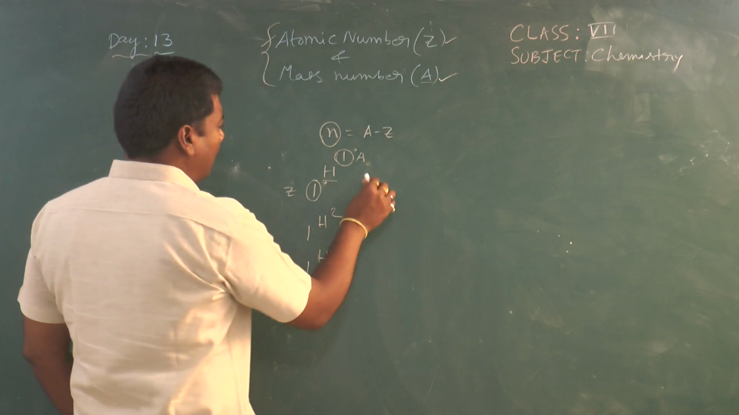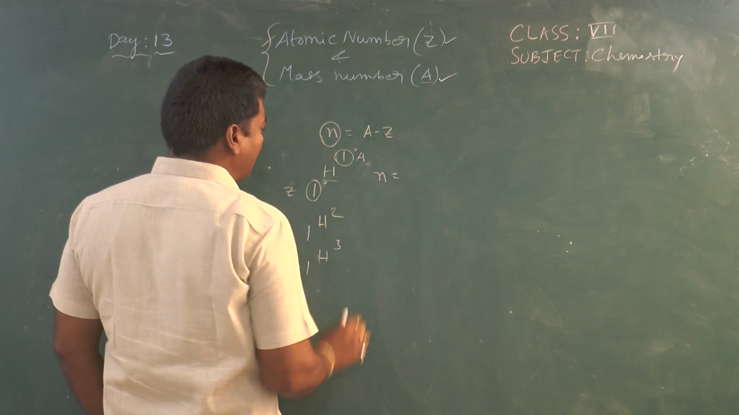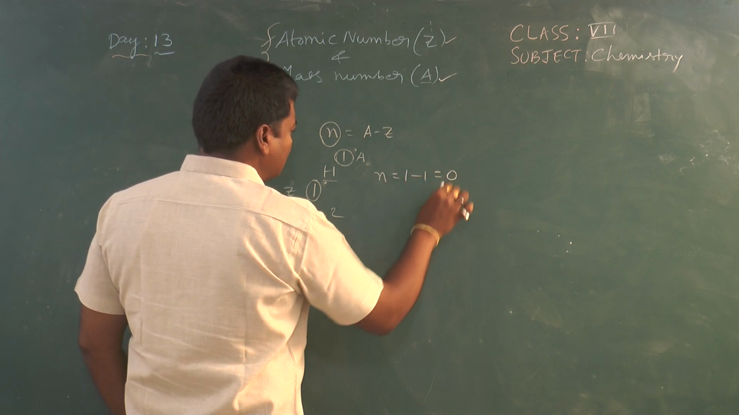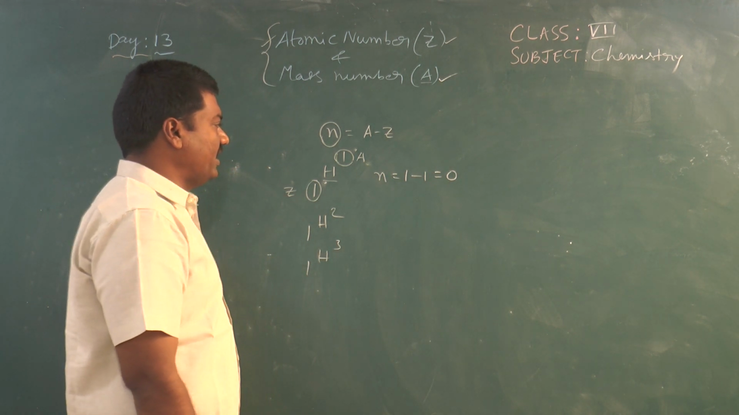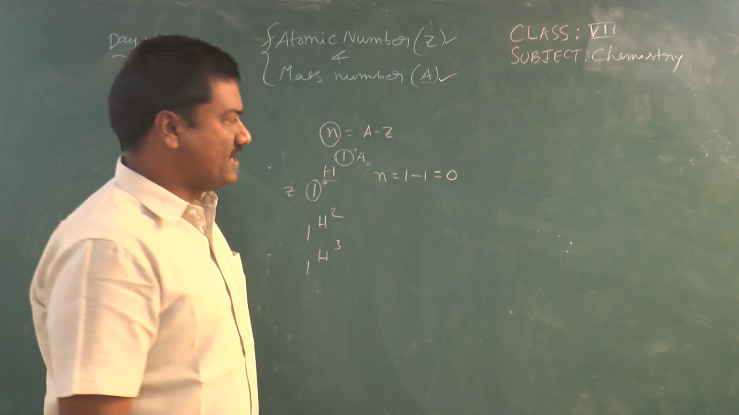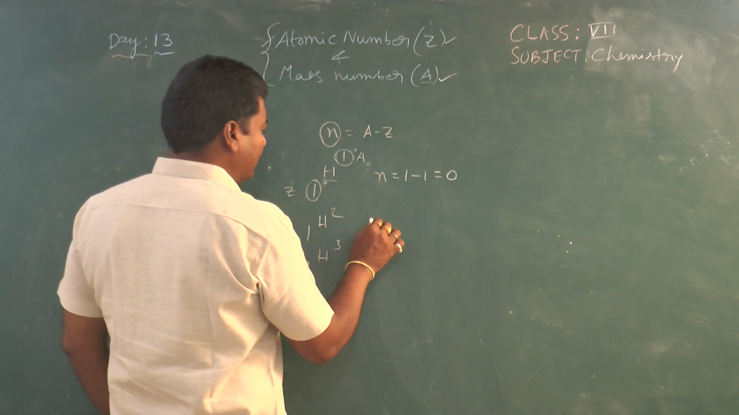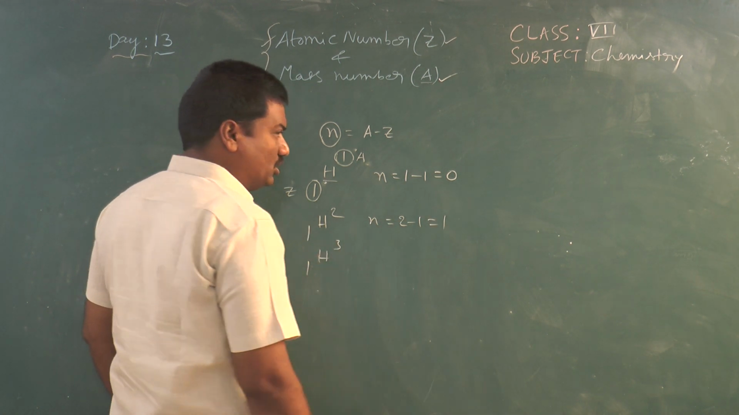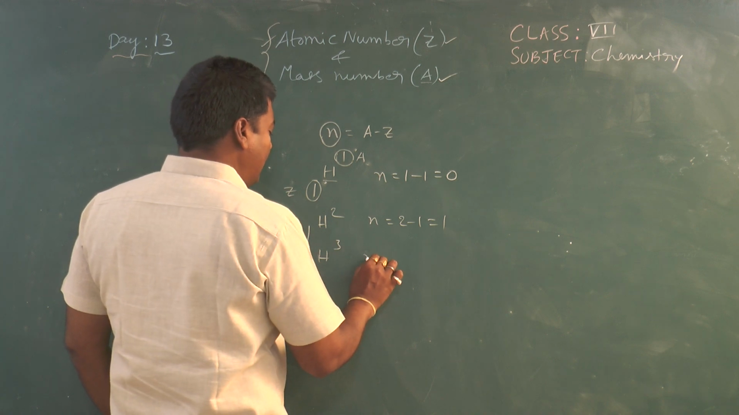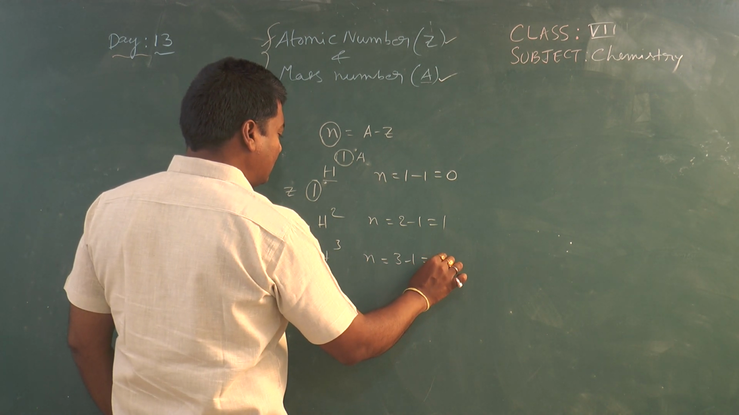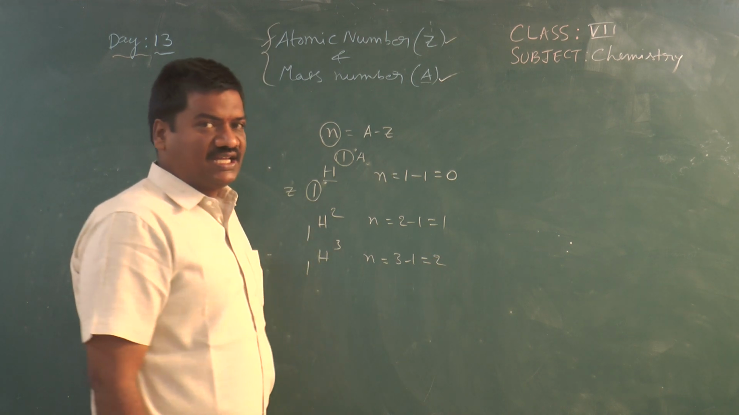According to the formula for the number of neutrons, A minus Z, for 1H1, n is equal to 1 minus 1, that is equal to 0. So in the 1H1 isotope, 0 neutrons are present. For 1H2, the number of neutrons is 2 minus 1, that is equal to 1 neutron. For 1H3, n is equal to 3 minus 1, that is equal to 2. The number of neutrons is 2.